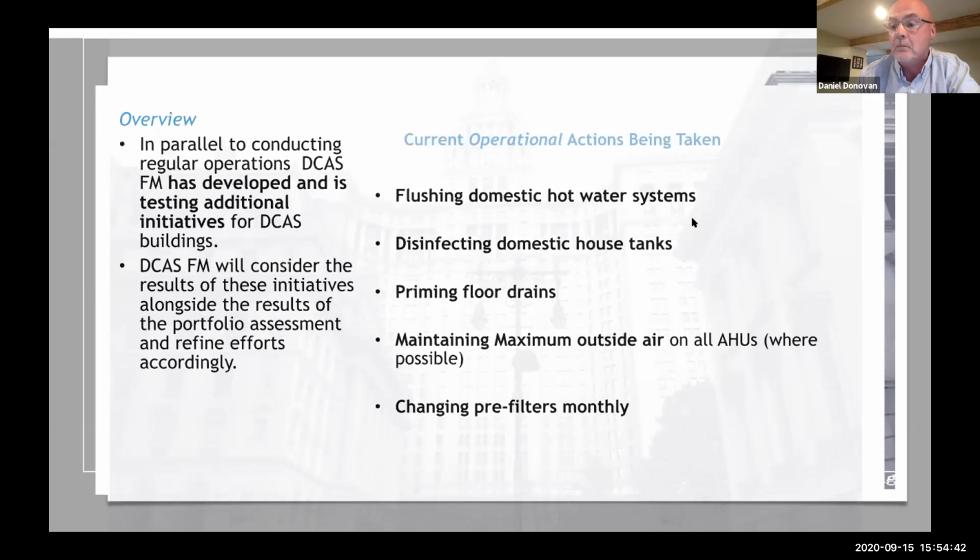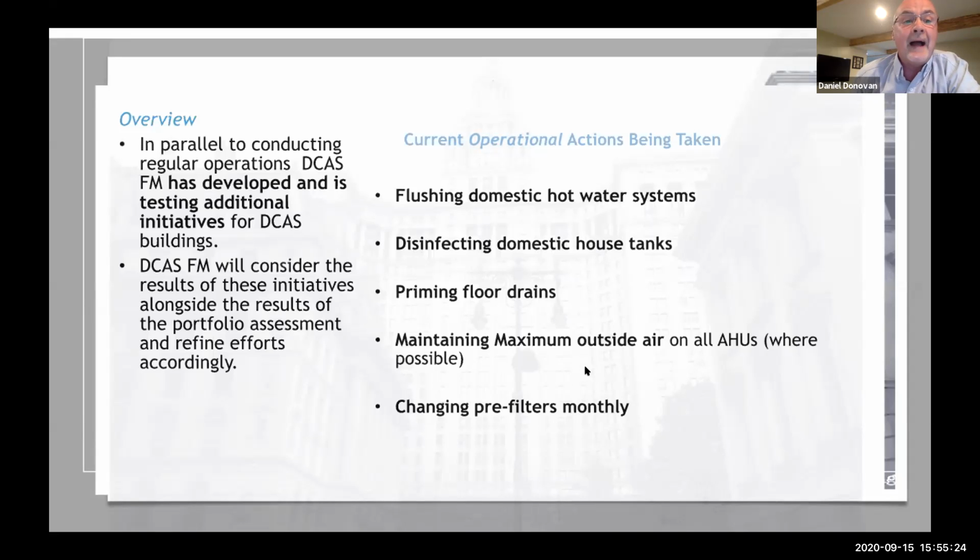So what we would do is bring those systems up to 140 degrees to kill any Legionella, and then maintain 130, because that's where Legionella will not survive. We disinfected house tanks. Again, you circulate a chlorine solution, you drain, you flush, and that's to remove any biofilm, sediment, and bacterial growth that forms when places are shut down for several months. An obvious thing, but maybe not obvious to everybody: priming floor drains, to eliminate sewer gas entry.